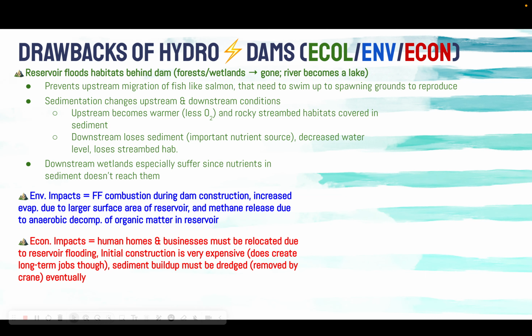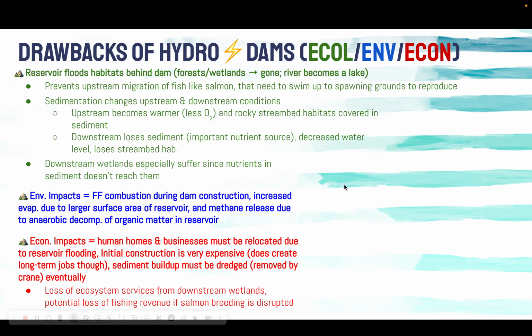And then the sediment buildup that occurs with dams has to be dredged quite regularly, and it can only be removed by crane. So you've got to bring in that heavy equipment, and that needs to happen every so often. So loss of the ecosystem service from downstream wetlands can actually lead to a potential loss of fishing revenue if, like, salmon breeding is disrupted. Although reservoirs do create some fishing potential, so that could outweigh that. It just depends. You have to consider all those unintended consequences.